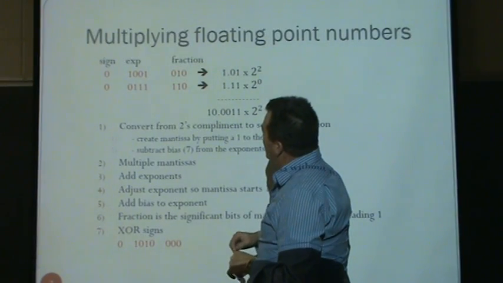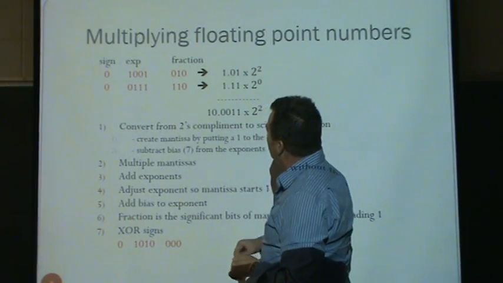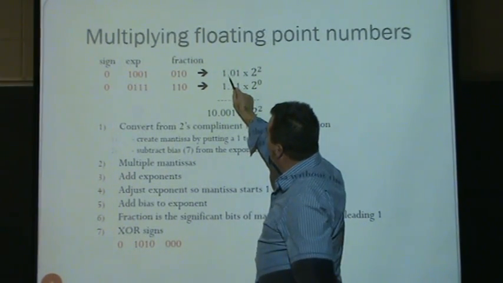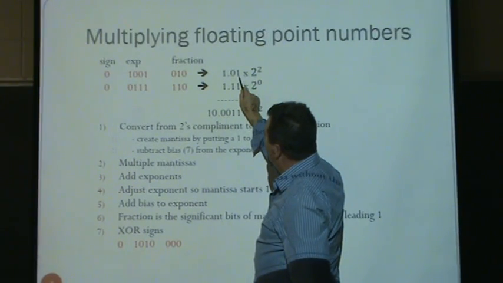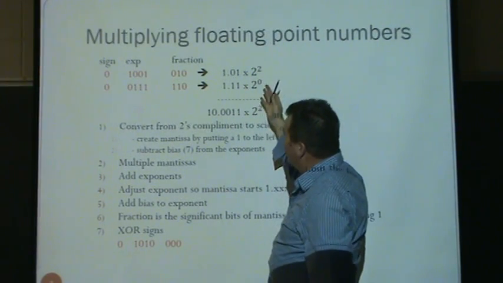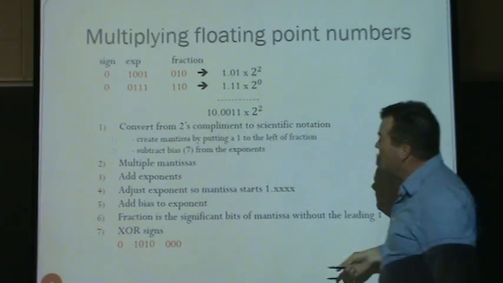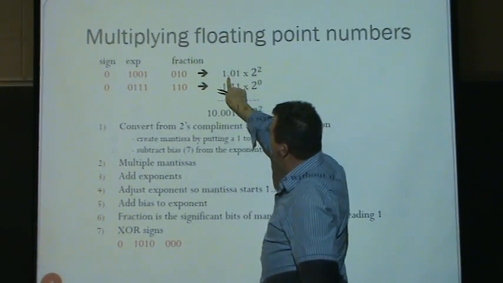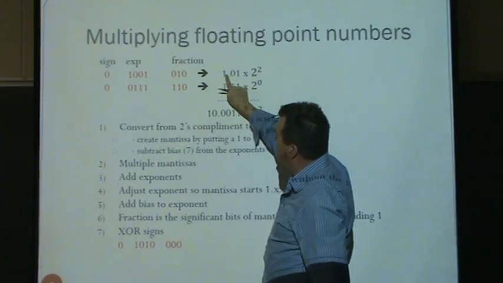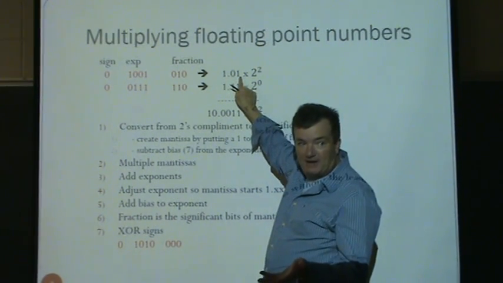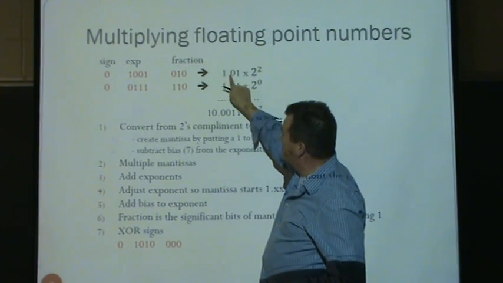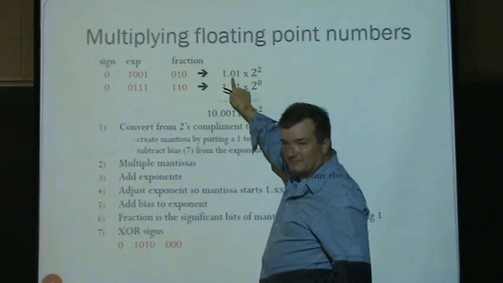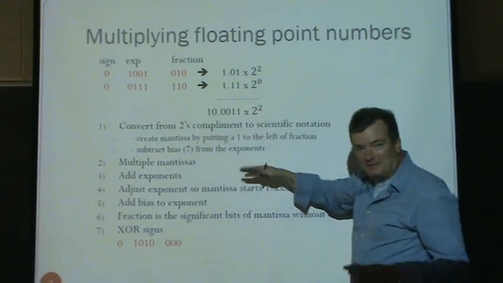So if we wanted to record the number 1.01, which is really like the number 5 in binary, 1.01 times 2 to the 2 really means move the decimal over 2 places, so it's 101. It's really the number 5. Right, so this is just the number 5. Does that make sense? That's the number 5.